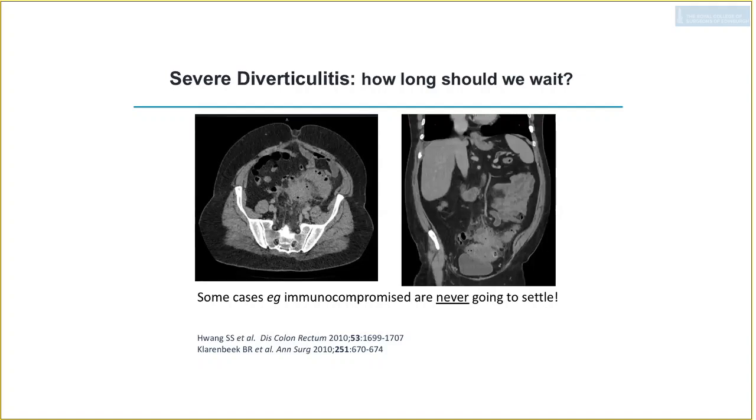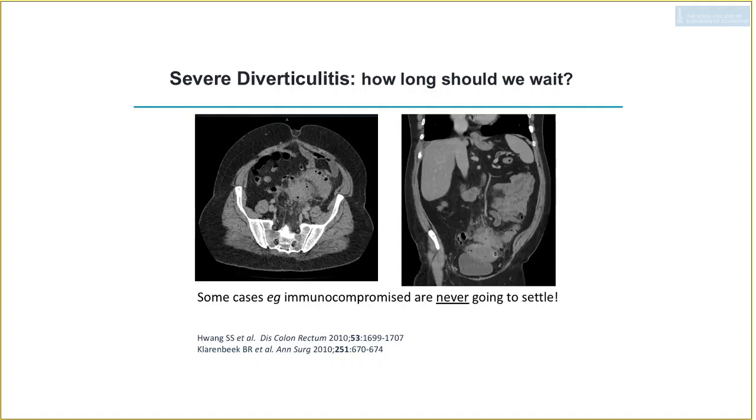There's a certain group of patients, those with immunocompromise, those on steroids, those on other immunosuppressants, who really will not settle. And you need to be thinking about relatively early surgery for cases like this. Here's a man on long-term steroids who was in and out of hospital and always had an appearance on his CT like this. He just never got better and had to have a fairly miserable operation.